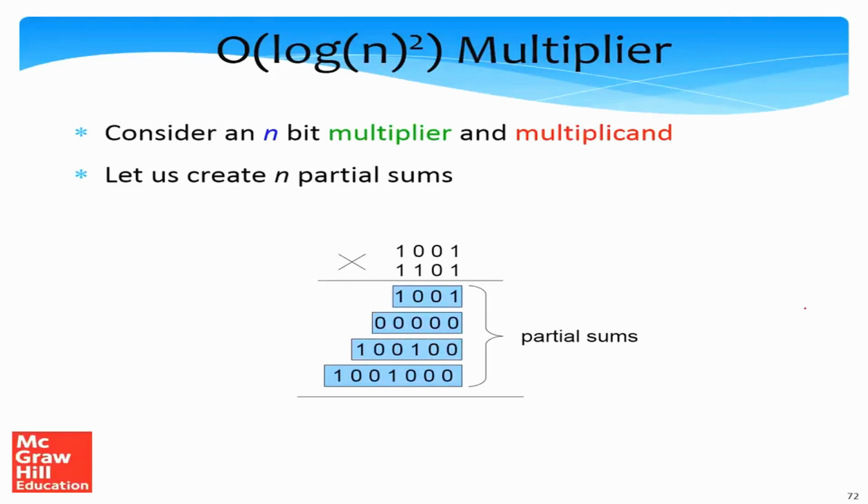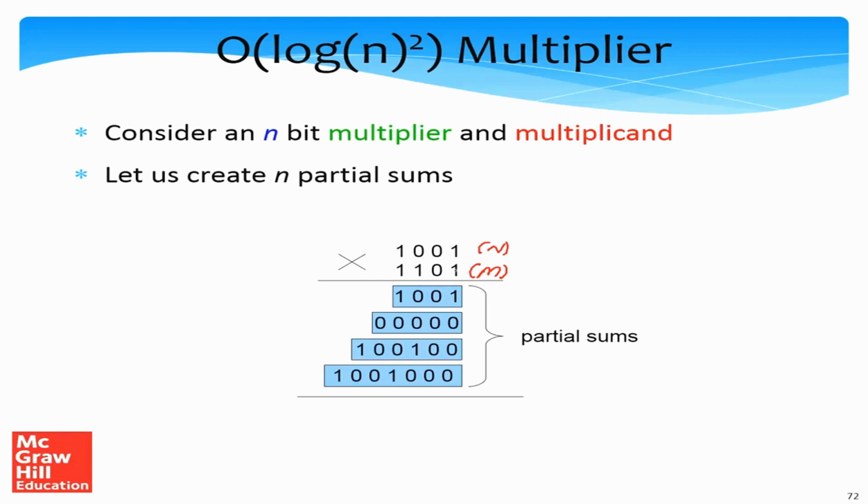Welcome back. Let's take a look at faster multipliers, namely an order log n square multiplier. This is fairly simple to construct. Let's consider an n-bit multiplier and an n-bit multiplicand. If we write the multiplier and the multiplicand, multiplier here and the multiplicand here, what we can do is construct n, small n, partial sums.